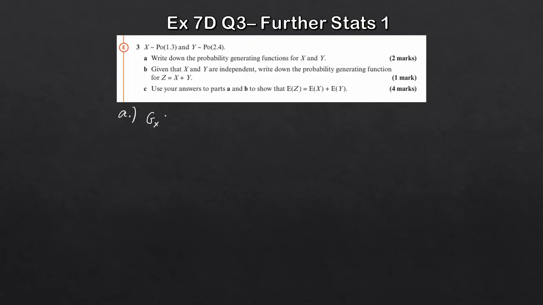So the first one will do x, so that will be e to the mean, which is 1.3 times (t minus 1). Okay, let's do y now. This is dead quick once you've done a couple of these. This will be e to the mean again, so what's my mean? 2.4 bracket t minus 1. So that's literally all we've got to do for that one. So there are two probability generating functions.